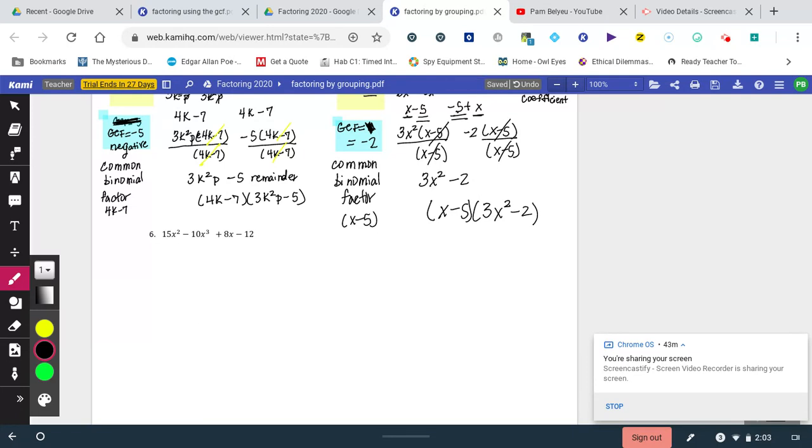All right, but I hope you get the idea of how to factor by grouping. You've got to have 4 terms. Then you group them in pairs. And then you factor using the GCF like we did in the previous lesson. Then you find that common binomial factor and factor it out, okay?